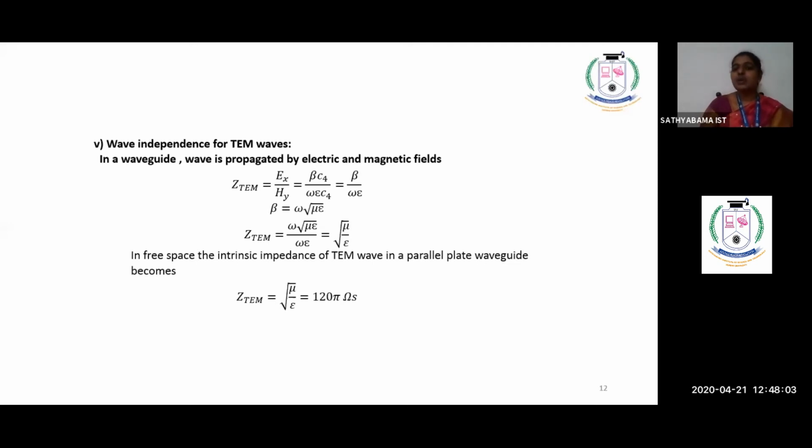Okay, so this is how we will be writing by substituting all the values of Ex or Hy or Hz, whatever you have in your hand, you will get the wave impedance of your TEM. So here I have written the wave impedance of the TEM. You are getting omega into root mu epsilon by omega epsilon. Omega gets cancelled and you get the value of impedance to be root of mu by epsilon.